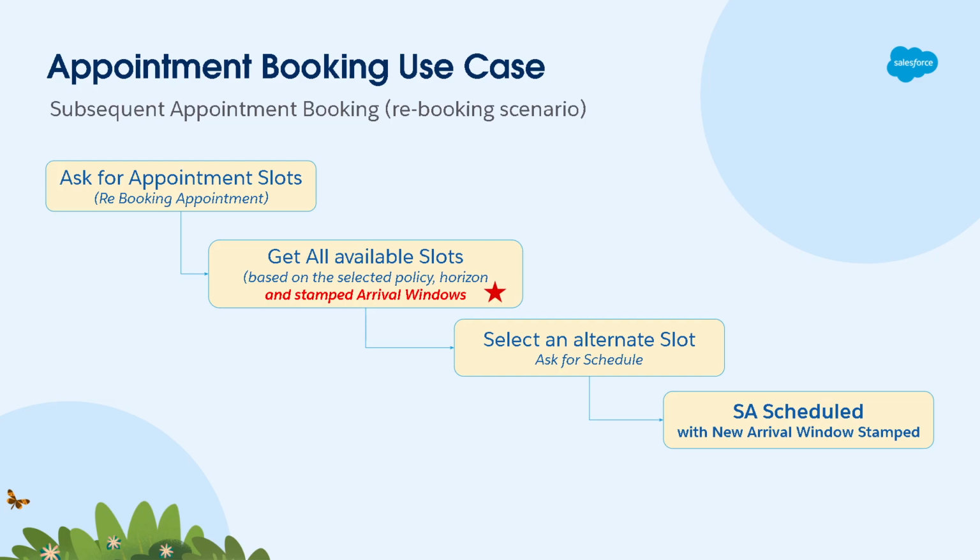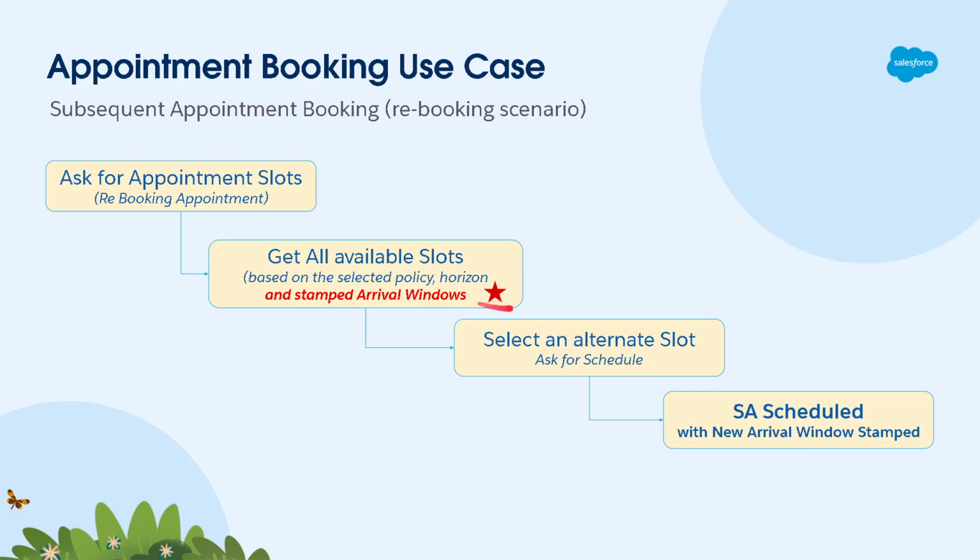So for rebooking, again, you ask for slots in the same way as we did earlier. But in this case, you may see limited slots because now the arrival windows are stamped on the service appointment. So possibly you will see only one slot, or maybe three slots at max, that overlap with the same time. If it's 8 to 10, you may see 6 to 8, 8 to 10, and 10 to 12, because 8 and 10 are inclusive. And then you choose an alternate slot and you do a schedule.